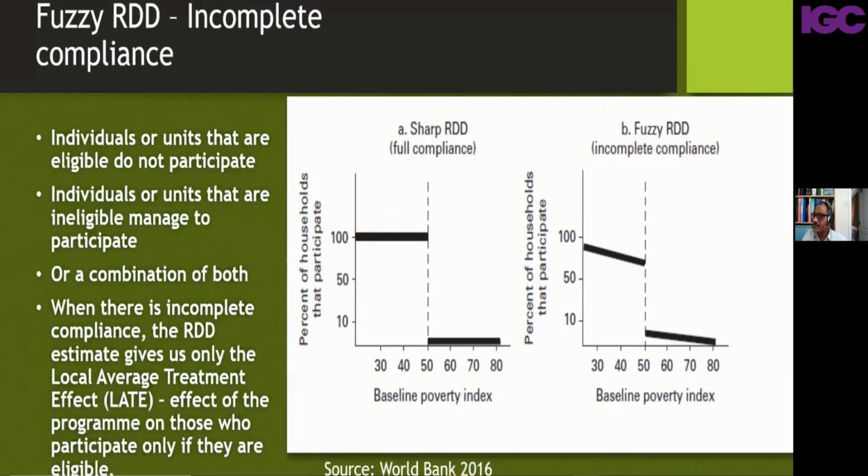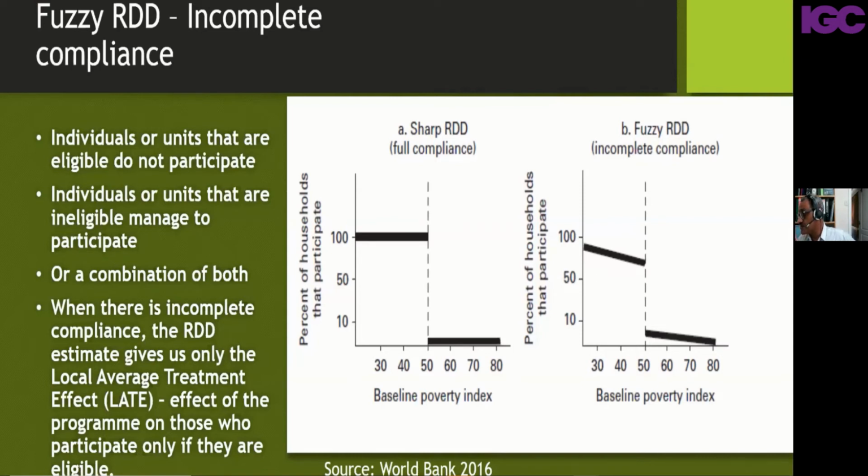Just talking about incomplete compliance, even in the context of a regression discontinuity design. So in this case, if you look at the figure, the A part of that figure shows complete compliance. That means 100% of the people who are below the threshold participate, while 0% of those who are above the threshold participate. That means they do not participate in the program.